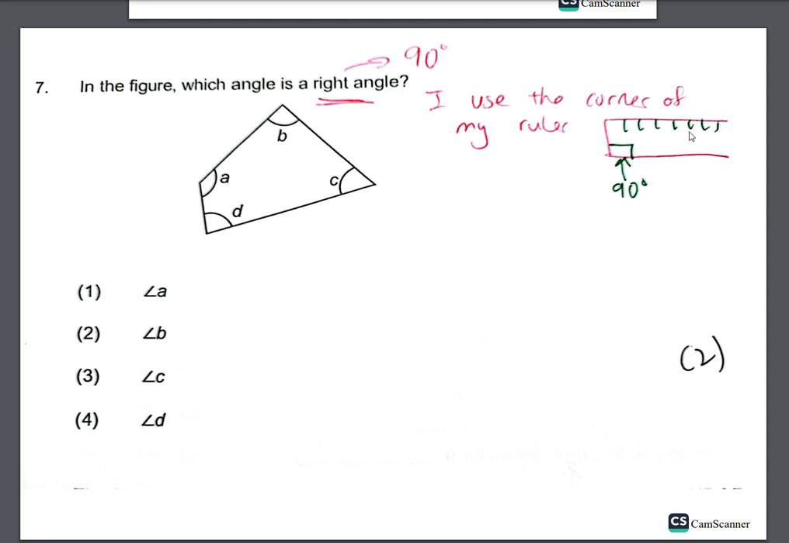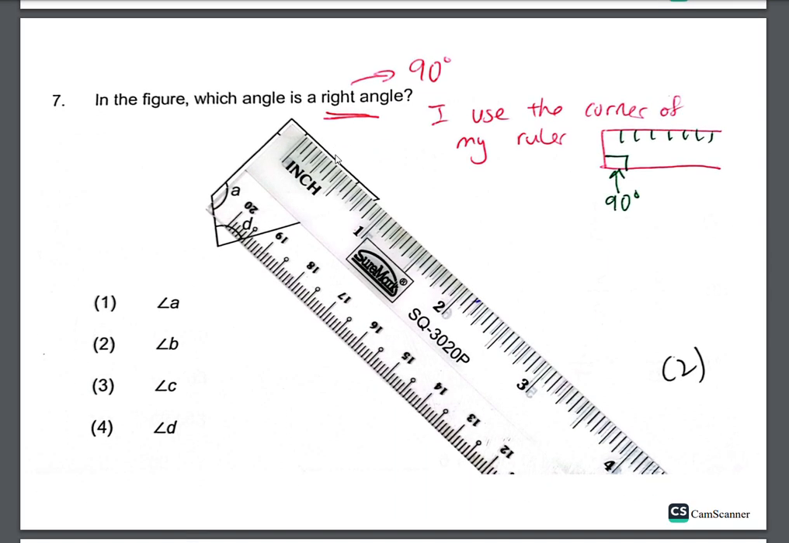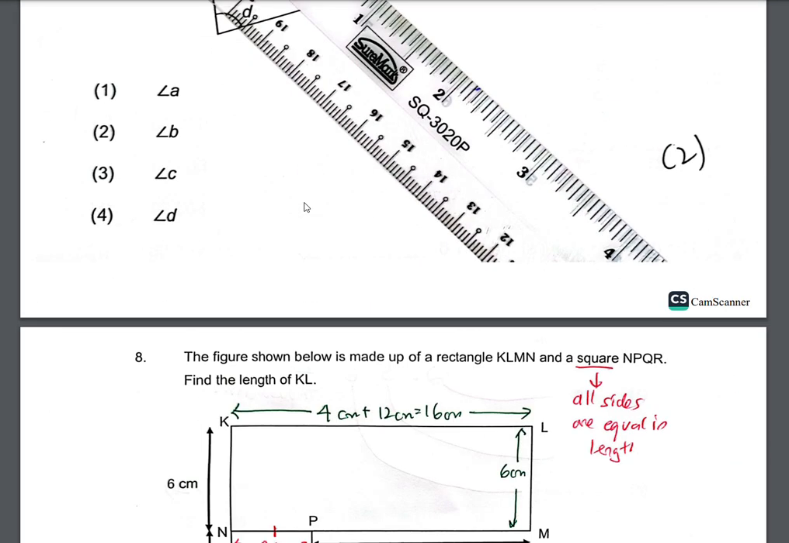Usually, I just use the corner of my ruler, and I will put it at every corner to see if these 2 lines fit nicely at the corner of my ruler. And I will get the angle. B is my answer. Let me show you what I mean. When I put down my ruler at the corner, you see here, it fits nicely. Angle B fits nicely to the corner of my ruler, and therefore angle B is 90 degrees.